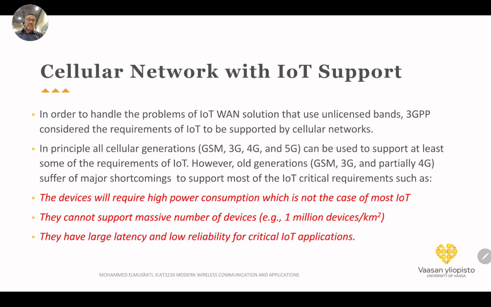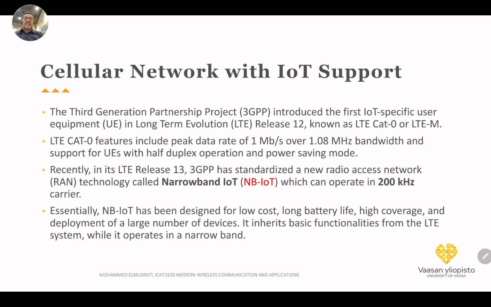Then, starting from release 12 in LTE-Advanced, 3GPP started to think about how to support IoT applications. In release 12, they came with LTE Cat 0 and LTE-M, which can support IoT, and they added the possibility of a sleeping mode for power saving. And then in release 13, we came with narrowband IoT.